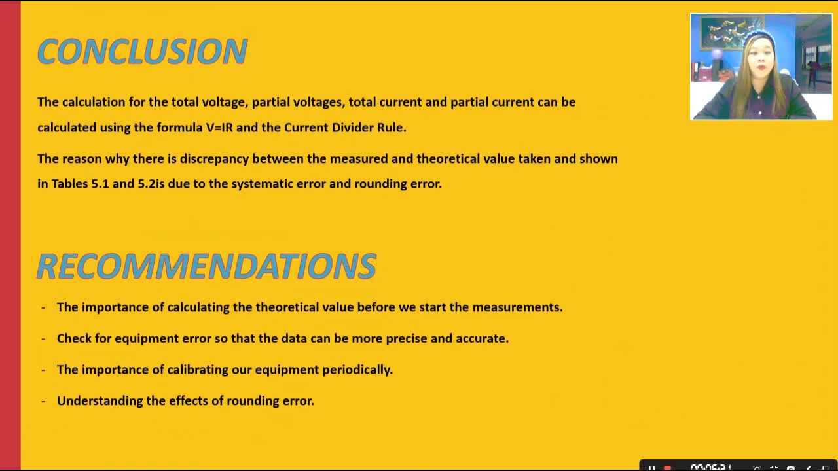Right, so in conclusion, the calculation for the total voltage, partial voltages, total current and partial current can be calculated using the formula V = IR and the current divider rule. The reasons why there is a discrepancy between the measured and theoretical value shown in table 5.1 and 5.2, even if it's very slight, is due to systematic error and the rounding error.